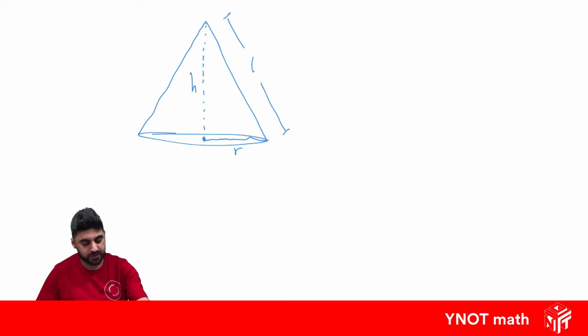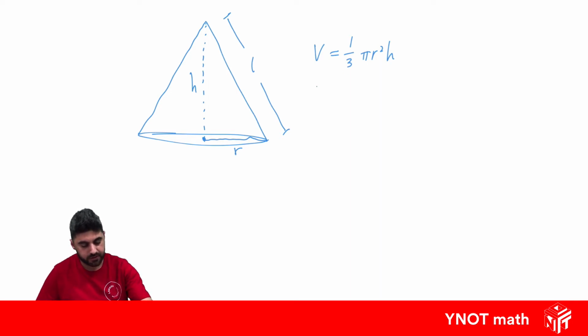Knowing those three bits of information, the volume of a cone will be 1/3 pi r squared H, which is actually 1/3 of a cylinder, because a cylinder is pi r squared H, and it's just times 1/3.